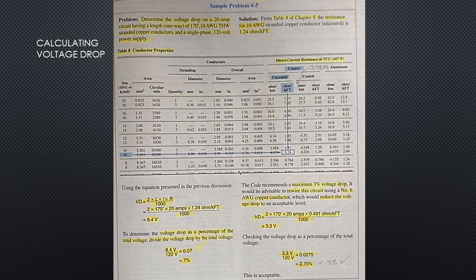So using the voltage drop formula again, using a larger conductor, in this case 6 AWG, which gives you a different resistance, or a different ohms per 1000 foot resistance of 0.491, plug in the rest of the values to the formula, we get 3.3 volts of voltage drop. And to find out the percentage, we divide that by 120 volts, which gives us 0.0275, which is 2.75%, which is less than 3%, and this is acceptable.